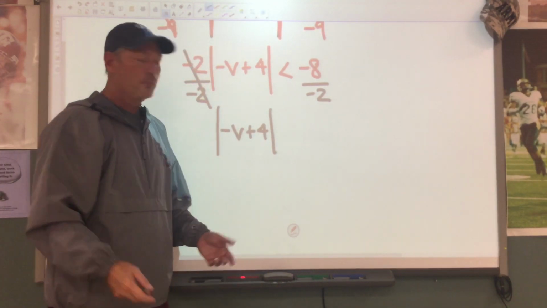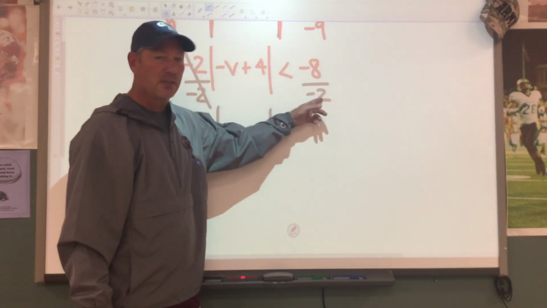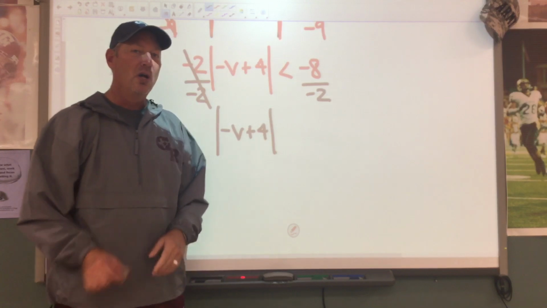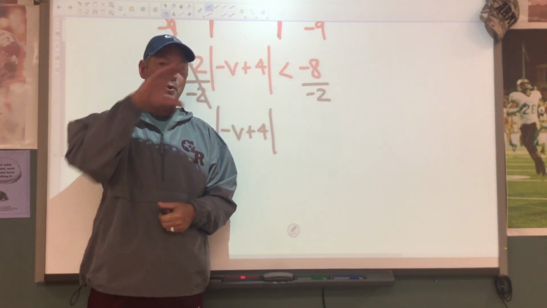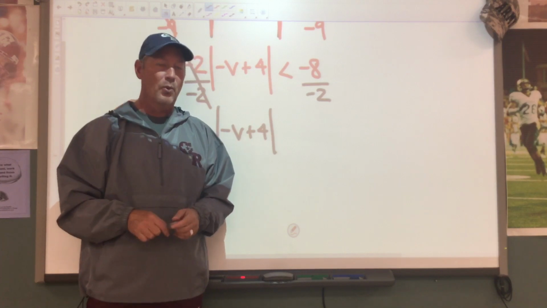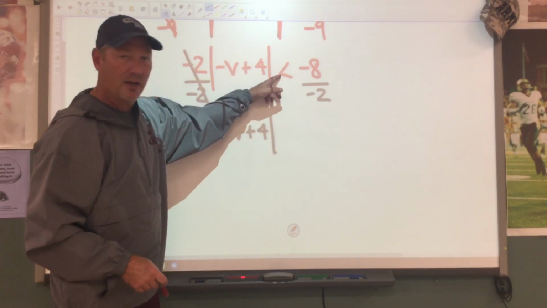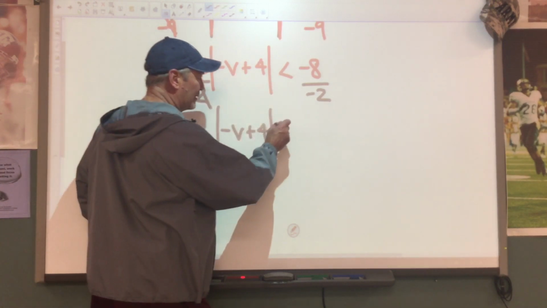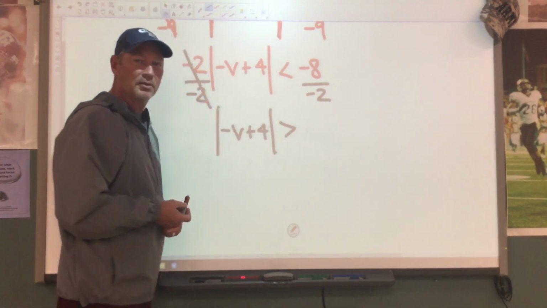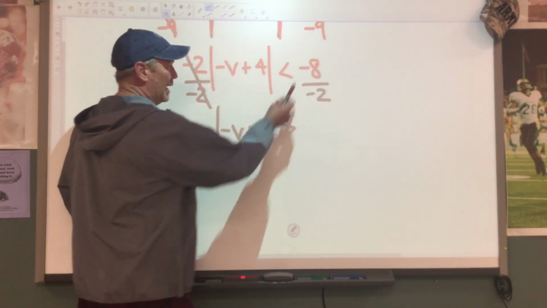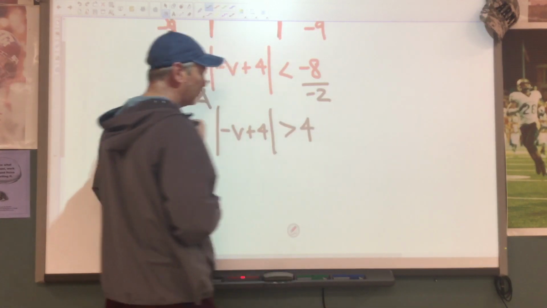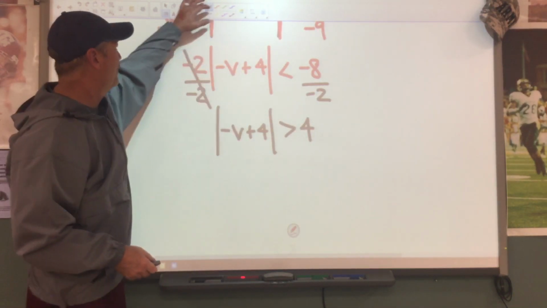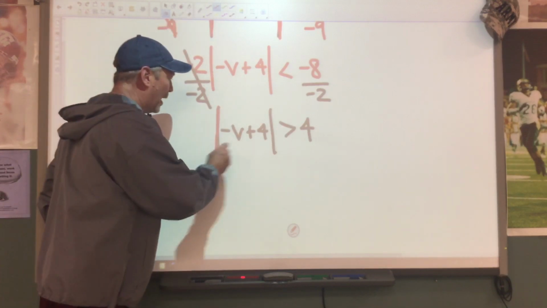What is the rule? We just divided both sides by a negative. What's the rule when you divide both sides of an inequality by a negative? You have to flip your symbol and point it the other way. So it was pointing to the left, and I have to flip my symbol and point it to the right because I'm dividing by a negative. A negative 8 divided by a negative 2 is a positive 4. Now my absolute value is by itself.